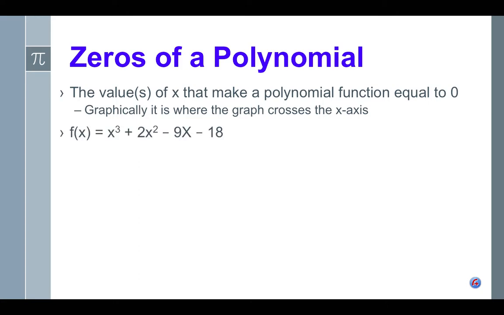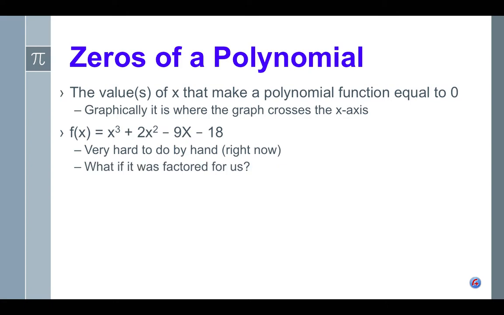So if I was to give you a polynomial function like this cubic, right now we have no method of creating the zeros. We have no way of knowing what the zeros are without guess and check. So this is kind of hard to do by hand right now. We'll figure out ways to do this later in this unit. But what if this problem was factored for us?